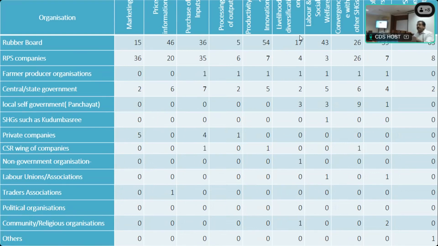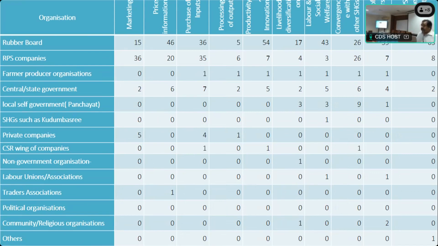These are all the activities that we had shown in the beginning: purchase of input, processing, productivity, innovation, livelihood diversification, social welfare, and so on. These are a set of activities the RPS could get into. So there is a whole range of activities that the RPS can get into, and there is a whole range of partners in terms of whom they should interact with, right?